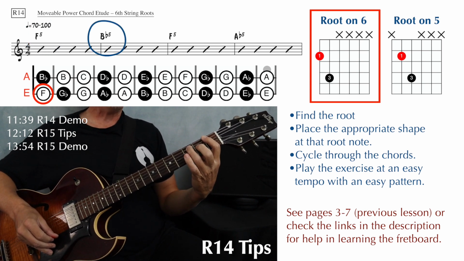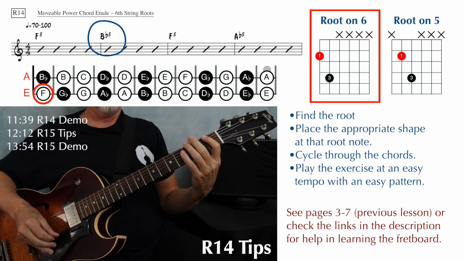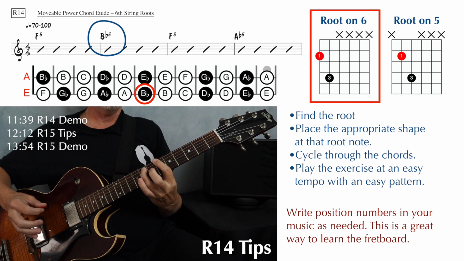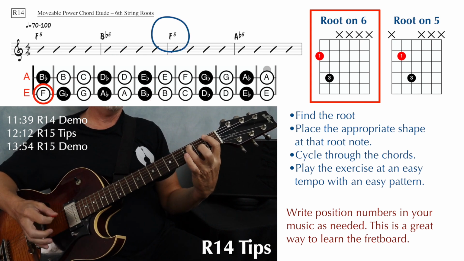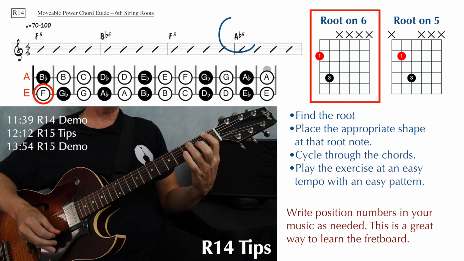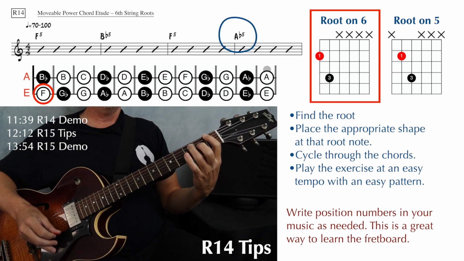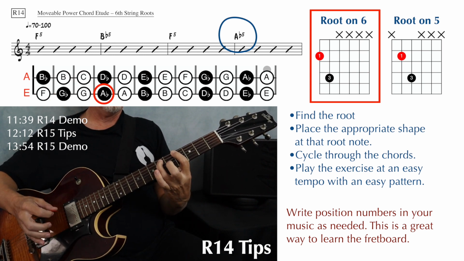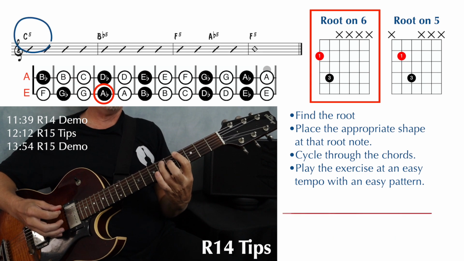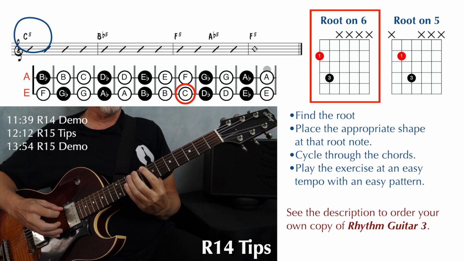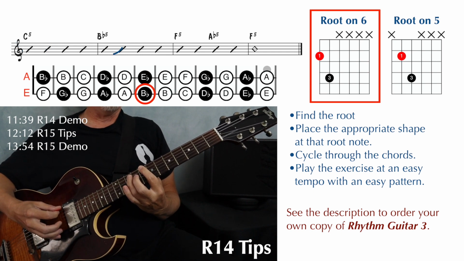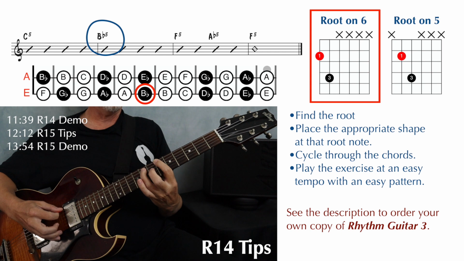Next we need to find a B flat on the 6th string. That's going to be at the 6th fret, and play your power chord. Then we have that same F. Now we have an A flat 5 or A flat power chord. Find your A flat root note on the 6th string. That'll be at the 4th fret. Play your power chord. C5. C is going to be at the 8th fret. Play your power chord. Then we have a B flat again, same B flat at the 6th fret.